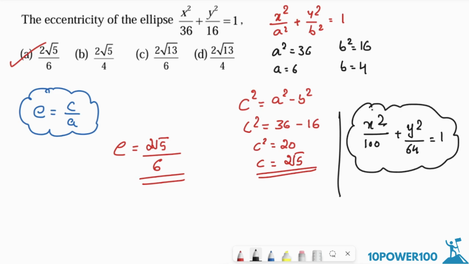It's very simple. The eccentricity formula is e is equal to c by a, and how to find c? c is equal to the square root of a square minus b square. You just have to find a and b first and substitute in this formula. Very simple sum. Solve this problem and comment your answers in the comment section.